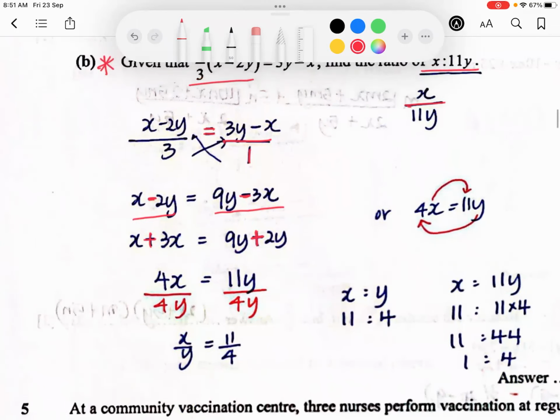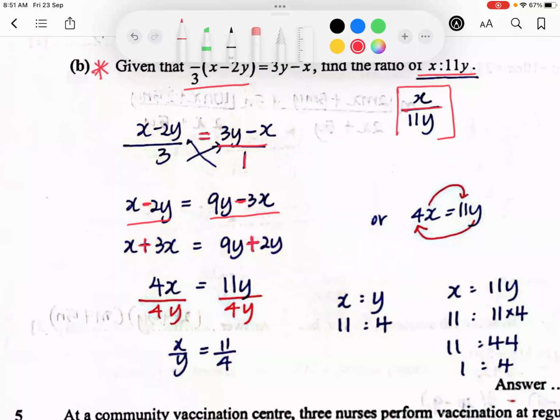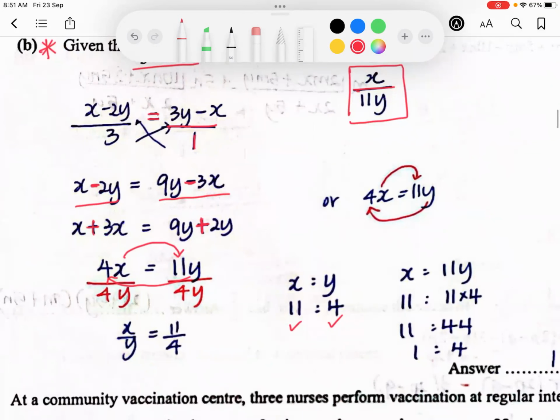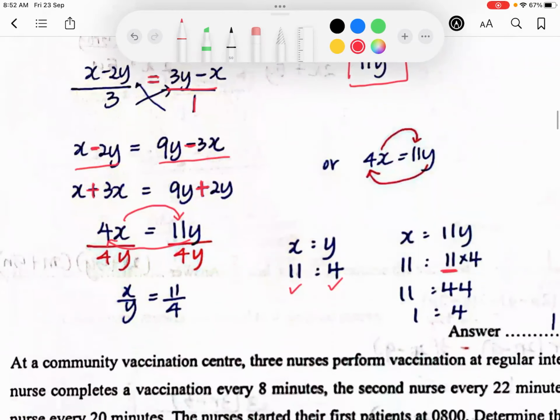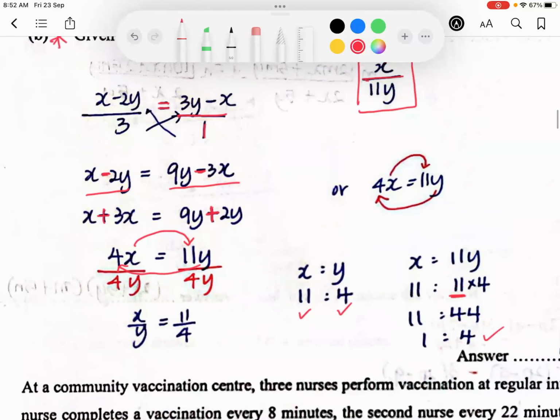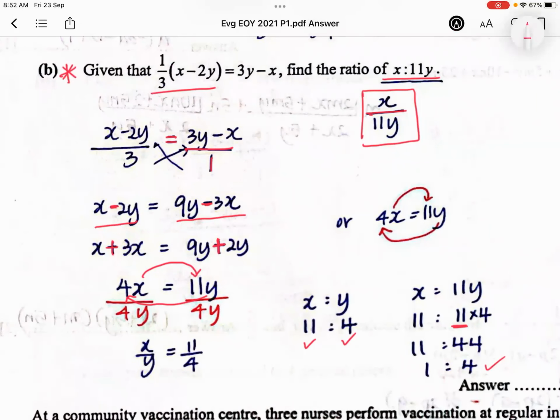Now, those who want to do the algebraic method, you can try to make this appear. Alternatively, you can also do x equals to 11 units, y equals to 4 units. So x is to y is 11 is to 4. They want x is to 11y, so I just multiply by 11, which gives me 11 is to 44. Then simplify the ratio, 1 is to 4. So that would be the answer. For this question, please take note: whenever we have ratio, we can connect to fraction.